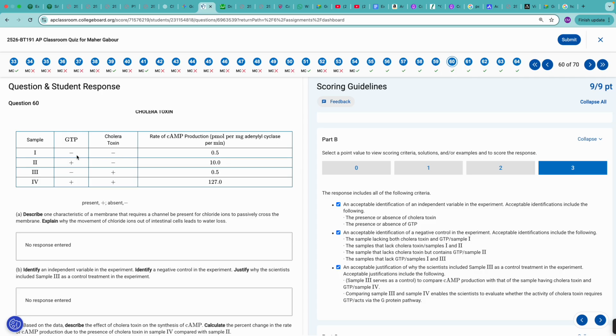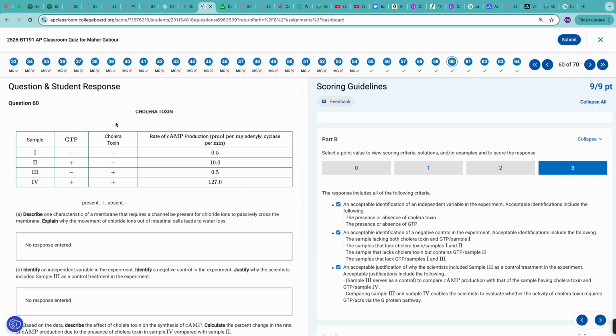You can classify them instead of just saying sample 1, sample 2, or sample 3. You can say the samples without GTP, that's sample 1 and sample 3, or the samples without cholera, that's sample 1 and sample 2. Okay? And that's it. Or you can say the one that lacks both GTP and cholera, which is sample 1. I'm pretty sure that if you just say sample 1, you'll get the mark.